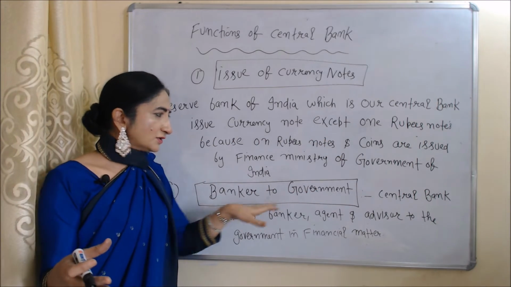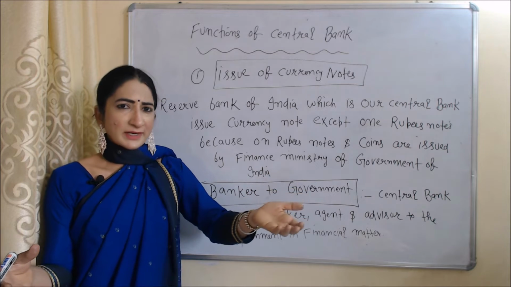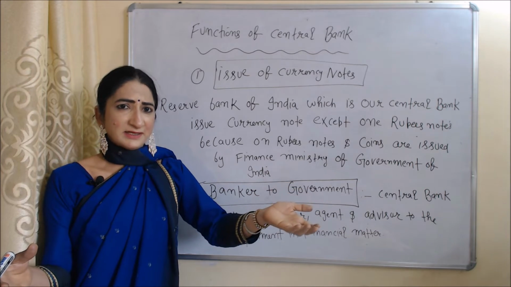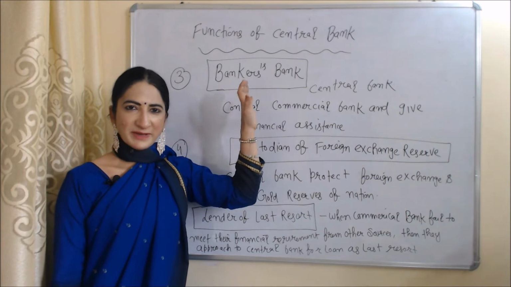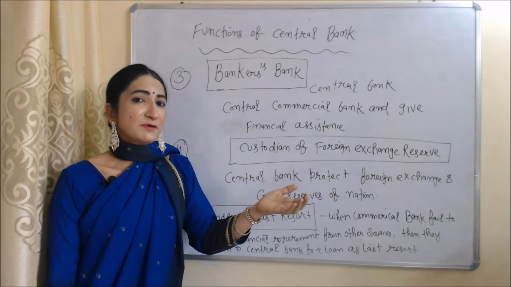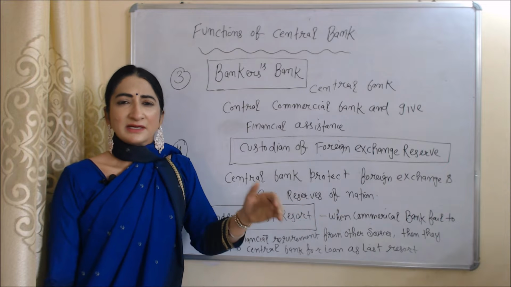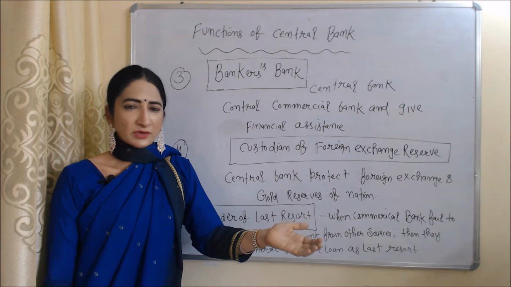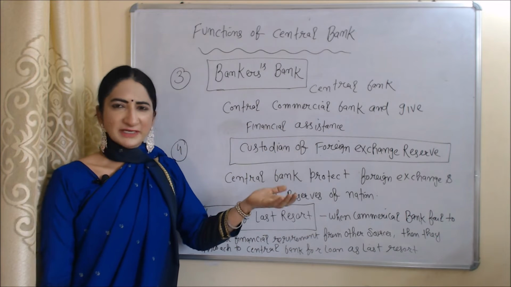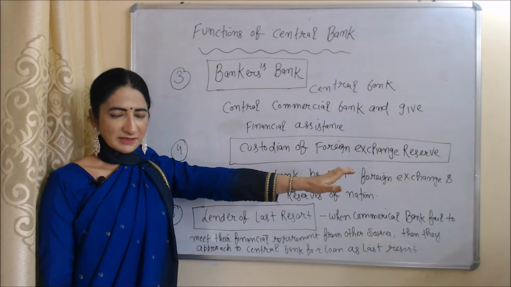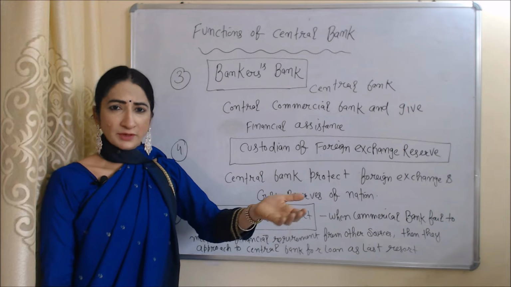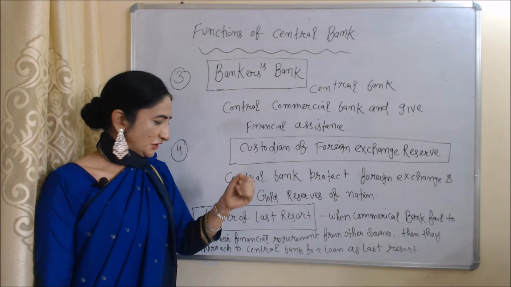Second is banker to government. Central bank works as a banker, agent and advisor to government in financial matters. Next is bankers' bank. Central bank functions as a bankers' bank. That means central bank controls commercial banks and gives them financial assistance. Next is custodian of foreign exchange reserve. Central bank protects foreign reserve and gold reserve of the nation.